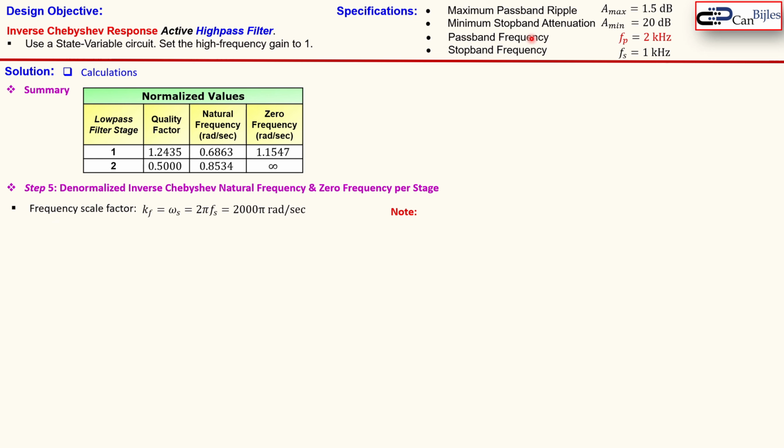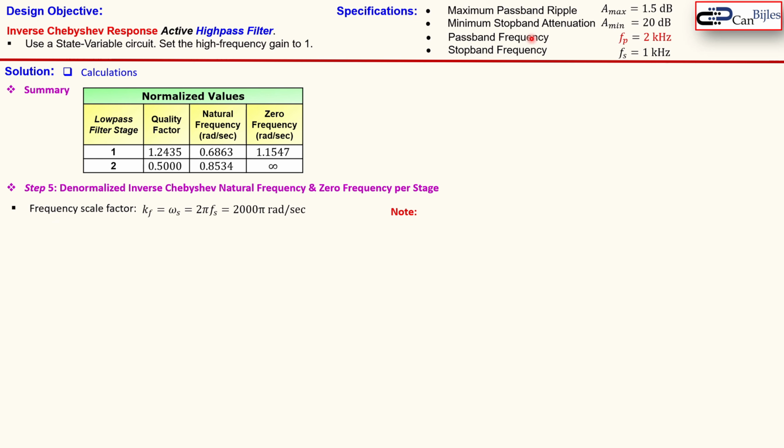And now you get actually this 9155 radians per second for the natural frequency for the first stage, and the zero frequency in a similar form. Again, looking at this value, you get here 5441 radians per second. Again, we normalize the components in our low pass prototype filters, but they are given here with a hat on top of it just to recognize them as normalized values. And we have now our scaled up, or denormalized, natural frequency and the zero frequency.